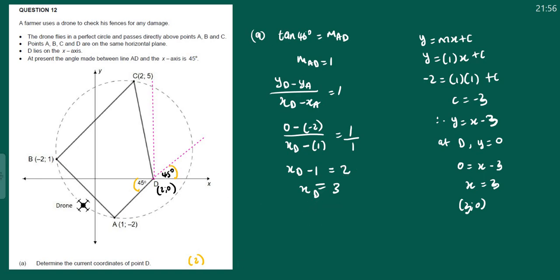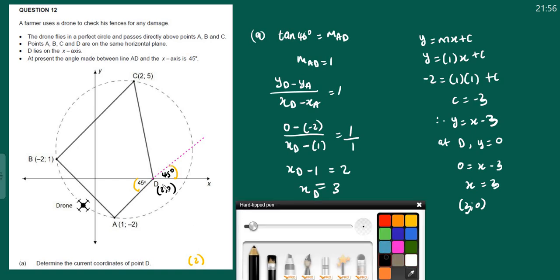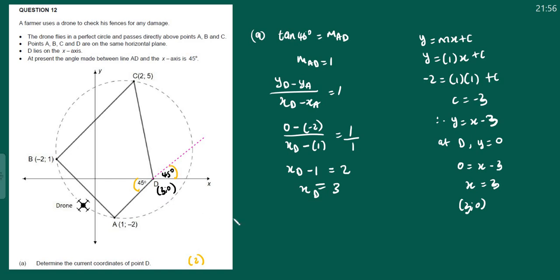That D should be 3 and 0, because if it was 2, it means it was supposed to be directly below C, right? If it was 2, right? So that means, indeed, it should be 3. It should be 3 here. Then that will be okay. That is the coordinates of D, 3 and 0.